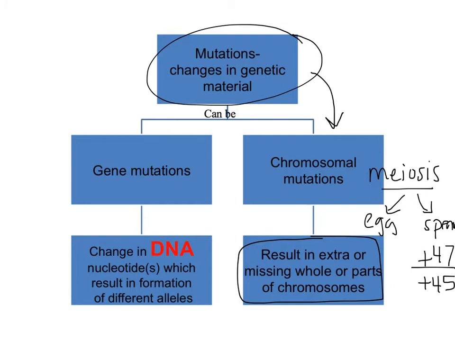What we're going to talk about today are simply gene mutations. And when we think of a gene, we want to think of the DNA, those nucleotides. So it's some sort of change in the nucleotides, either extra nucleotides or missing nucleotides. The result is the formation of different alleles. Different alleles means that a different protein is going to be produced, or that protein is not going to be shaped properly. And remember, we keep talking about this idea of form equals function. If it's not shaped right, it's not going to be able to do its job.